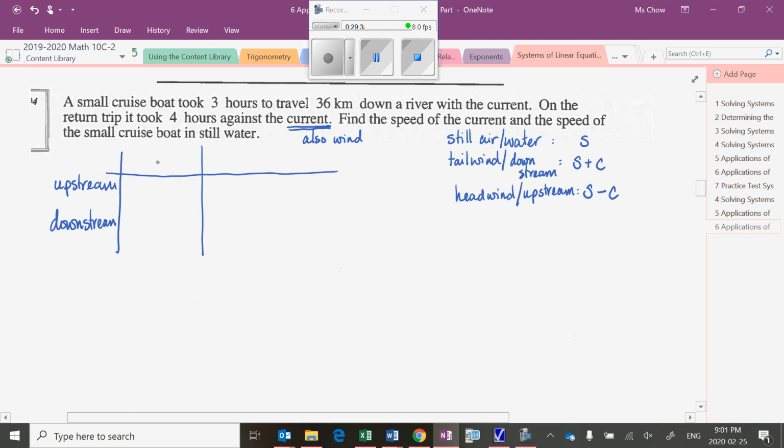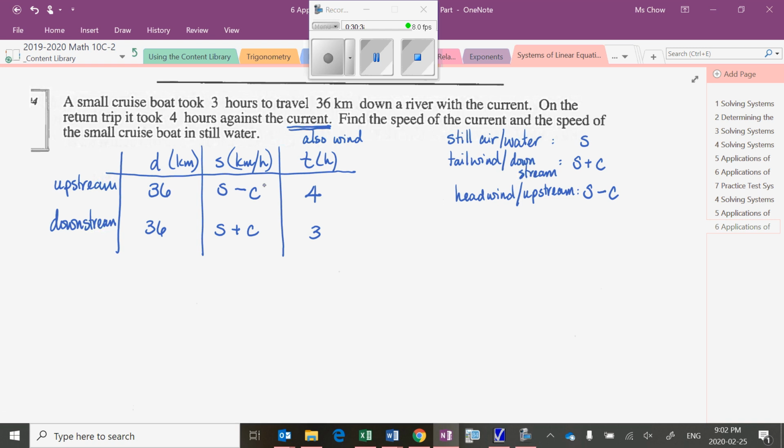Once again, you'll see me labeling for distance in kilometers, speed in kilometers per hour, and time in hours. So we know explicitly it takes us 3 hours to travel downstream 36 kilometers with the current. That means it is the speed of the boat plus the speed of the current. And on the way back, it takes 4 hours, and we travel the same distance upstream, which is 36, but our speed is going to be our speed in still water minus the speed of the current, because that's our net speed.